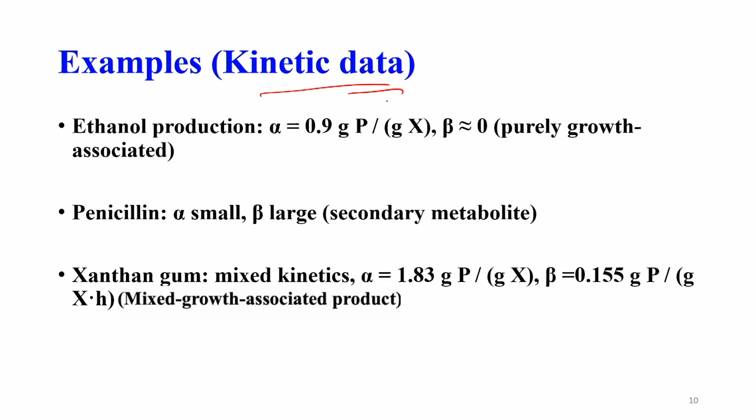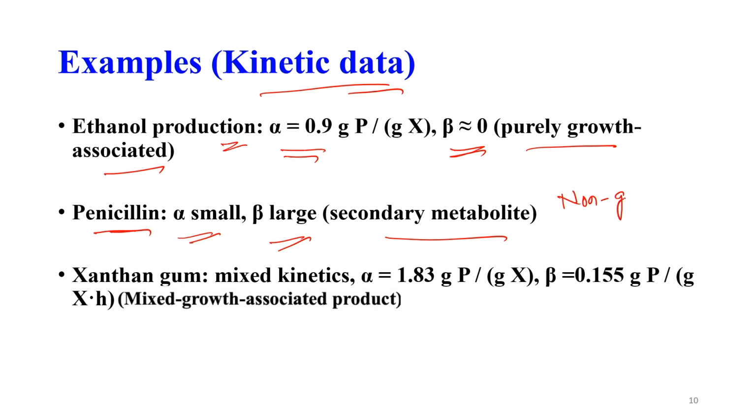Now, let us see the kinetic data based on this mixed kinetic model. For ethanol production, alpha is 0.9 and beta is 0, which means it is a purely growth associated product. If you see penicillin, it has a very small value of alpha and a large value of beta, which says this is non growth associated production of secondary metabolites.